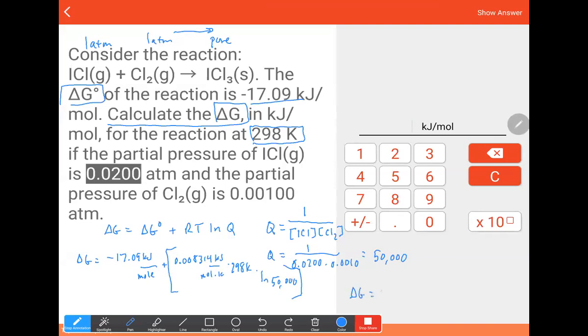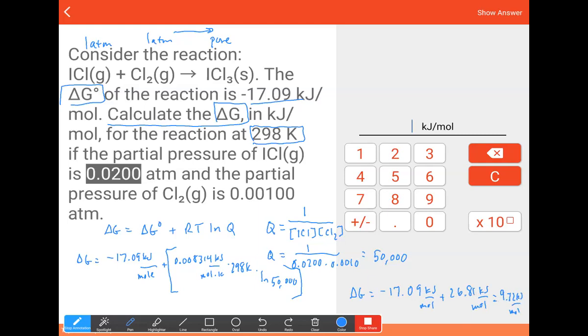delta G equals negative 17.09 plus 26.81 kilojoules per mole. I add those together and I get positive 9.72. And it's supposed to be kilojoules per mole. So if you convert it to joules, make sure you go back to kilojoules.